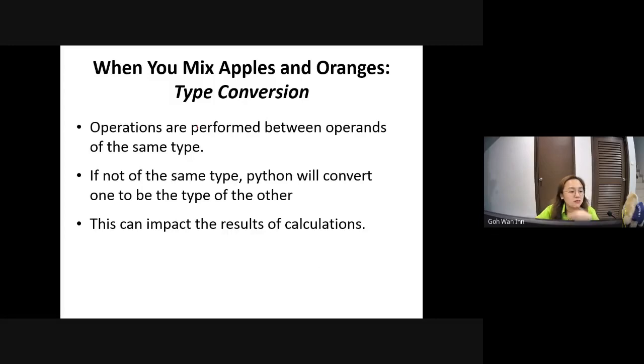So when you mix apples and oranges in type conversions, operations are performed between operands of the same type. If it's not the same type, Python will convert one to the type of the other. So this will impact the result of calculations. Okay.